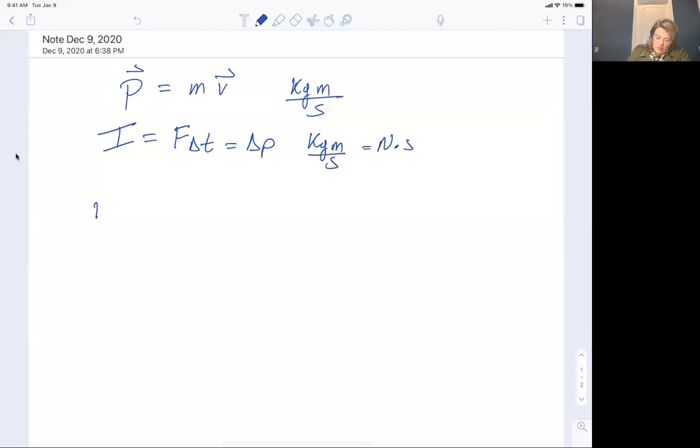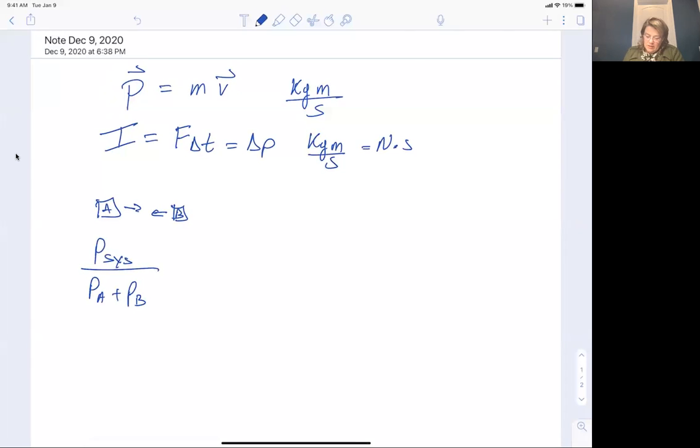If I have more than one object in the system, and I want to calculate the momentum of the system, I would calculate the momentum of A and add the momentum of B.